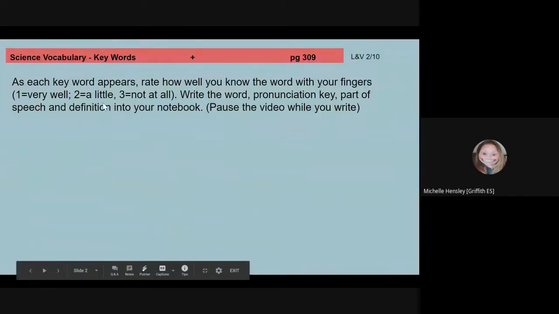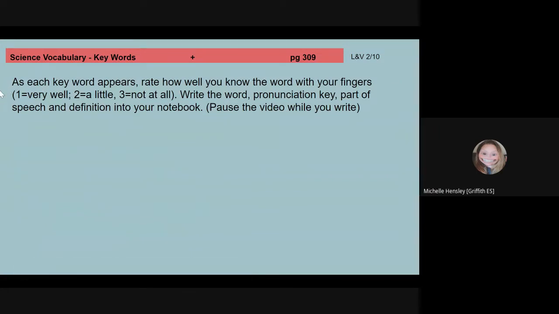So as always, our procedures that we have been practicing since the beginning of the year: as each keyword appears, you're going to rate how well you know the word, either with your fingers. You can give me a 1: very well, I can define that word. Number 2, I know the word a little bit. I've seen it, I've read it. Maybe I don't know exactly what it means, but I have an idea. Or 3, never heard the word before in my life. You must be making it up, right? Something I've never ever heard.